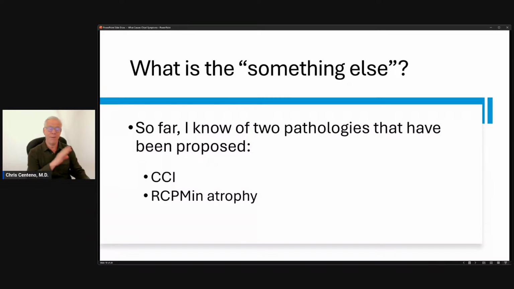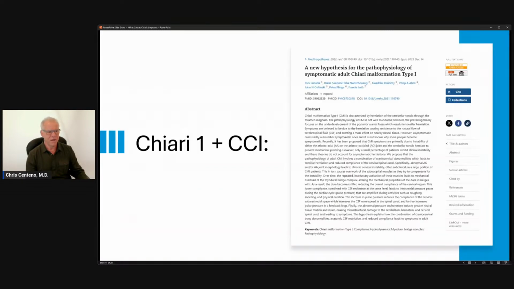Now, there's probably a lot out there to be discovered, and there may be one or two things out there that I don't know about, but based on my review of the literature, there's two things that we know that are something else. One is craniocervical instability. The other is rectus capitis posterior minor atrophy. So those are the two things we know about right now, or at least that I know about.